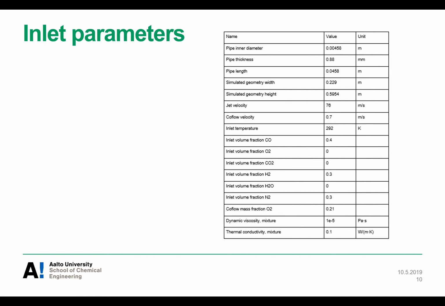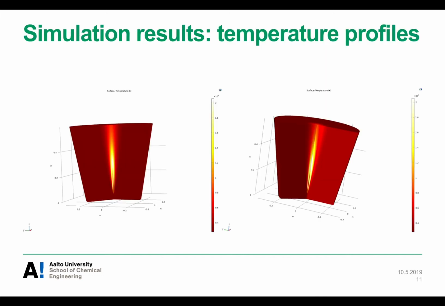But we decided to present the results of the simulations run with 62 meters per second and 90 meters per second, because from these results the effect of jet velocity in the profiles that we presented earlier can be seen much more clearly. So here first we have the temperature profile.